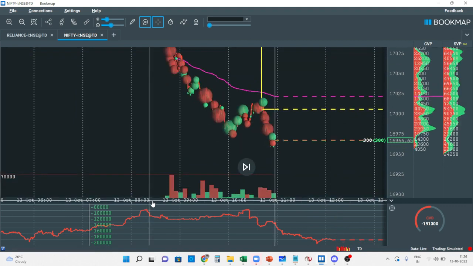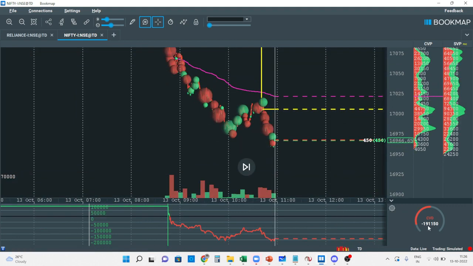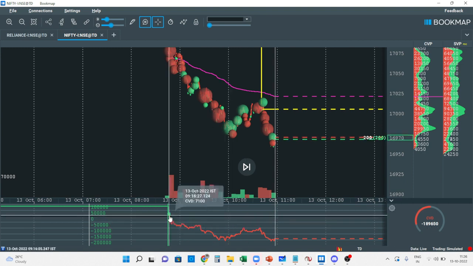You could see that the delta activity keeps on increasing. In the morning it started with some 3,000, 4,000 lots in the first 10 minutes, and then continuously the CVD has been increasing, meaning increasing on the negative side. The CVD always starts at zero because at the start of the day the cumulative volume delta has to be zero. There are no buyers, no sellers when the market is about to start.